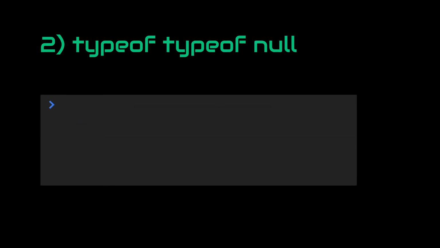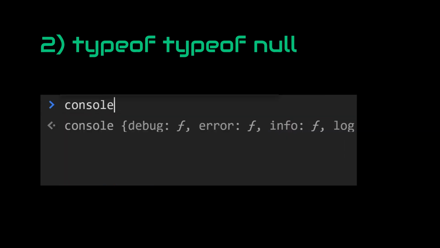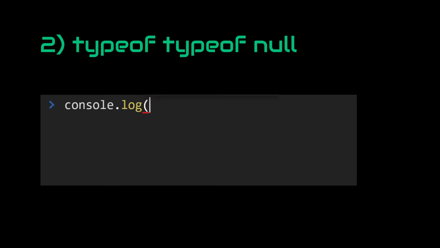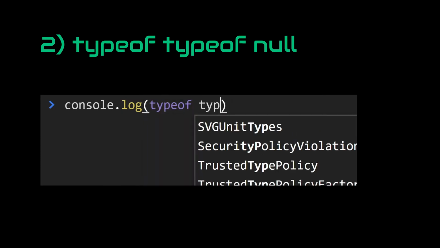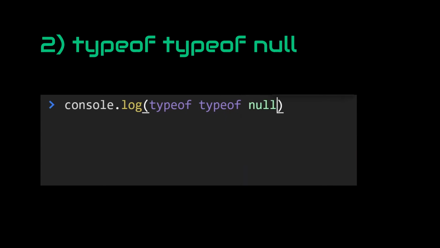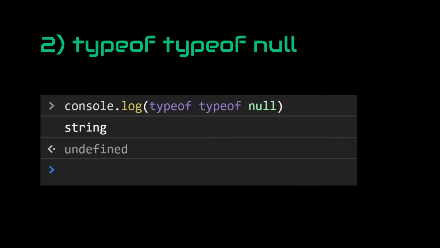Then we got this line. What will be the output? If you have guessed that it will be a string, then you are right. Now let's see why. First, we got typeof null, which is an object, and that type representation returned us a string. So the second typeof statement literally returns the type of a string, which has the value of string.